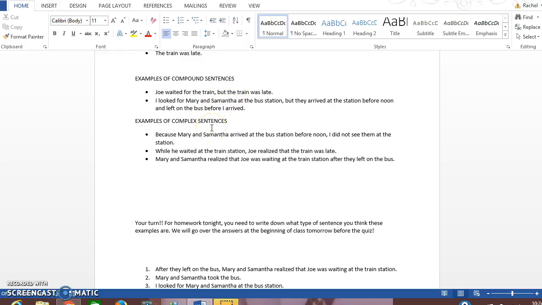So now let's split this sentence up into two, taking the comma and the coordinating conjunction out. Joe waited for the train. Is that an independent clause? Absolutely, it can be a sentence by itself. The train was late. Can that be an independent clause? Stand by itself? Absolutely. So by putting the comma and the coordinating conjunction, that makes it a compound sentence.